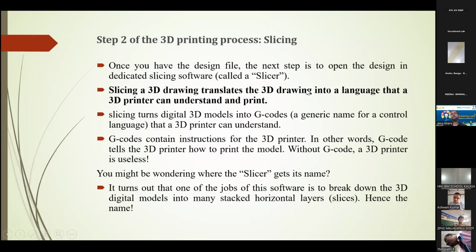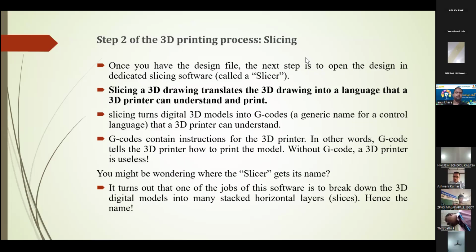So the second step is slicing. What does slicing do? Whatever you have downloaded in your design, it converts your design into multiple slices. As its name suggests, slicing. It slices your design into multiple layers, and then it converts your real file into a G code file, or you can say a GX file. Some printers support G code, some printers support GX.